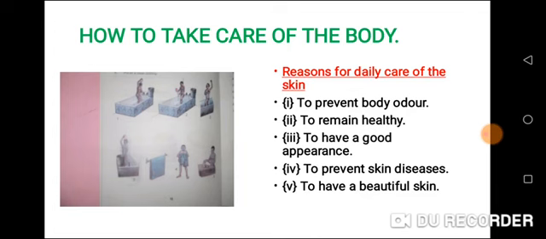Now, reasons for daily care of the skin. 1. To prevent body odor. Yes, it's one of the reasons for taking care of our skin daily. 2. To remain healthy. To have a good appearance. To prevent skin diseases. And to have a beautiful skin. These are the reasons for daily care of the skin.